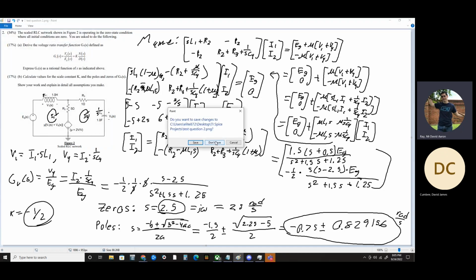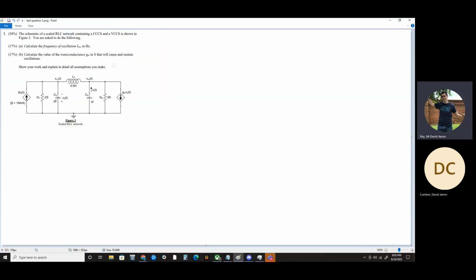So test question 3. For test question 3, we're wanting to find the frequency of oscillation, which, as I was mentioning earlier, is finding at what point the values fall along the imaginary axis, or pretty much Im of your denominator D(s) equals 0. That's pretty much what you're trying to find whenever you're wanting the frequency of oscillation.